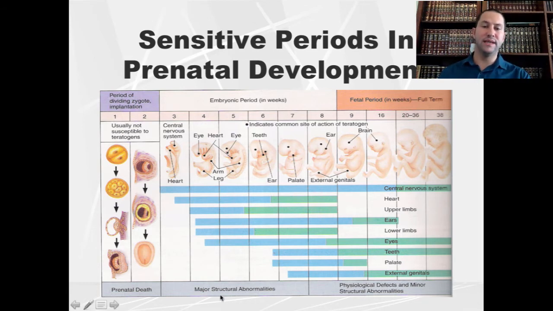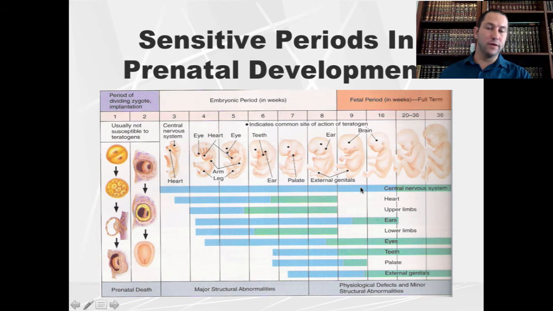Now, you'll also see in the graph, there's the blue, and then there's the green. The blue is reflective of primary development or essential development. So if you look at the blue, almost everything finishes developing, in its primary sense, before the end of week 8.